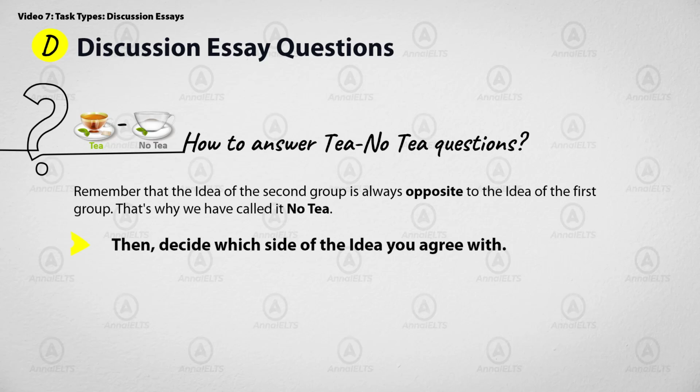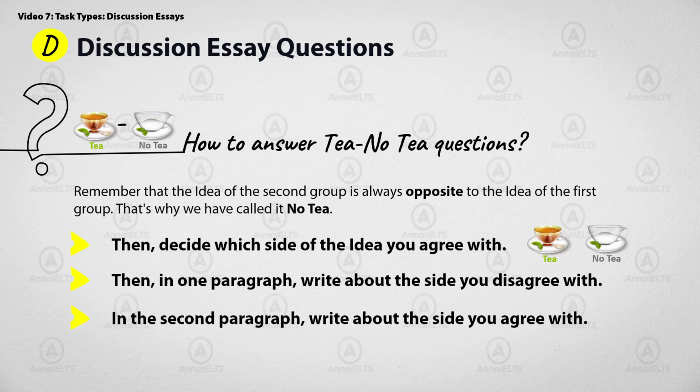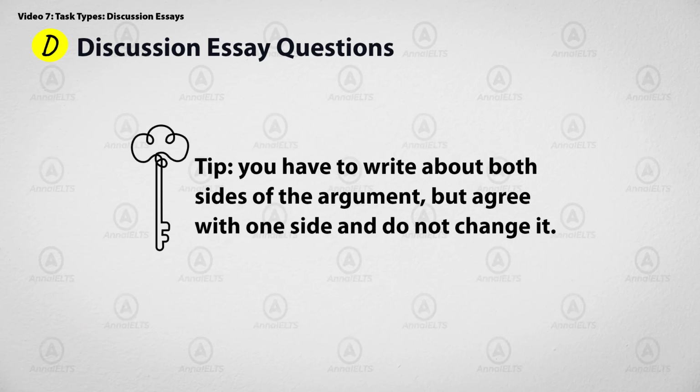Then decide which side of the idea you agree with. Do you agree with tea or do you agree with noti? Then in 1 paragraph, write about the side you disagree with. In the second paragraph, write about the side you agree with. Remember, you have to write about both sides of the argument, but agree with 1 side and do not change it.